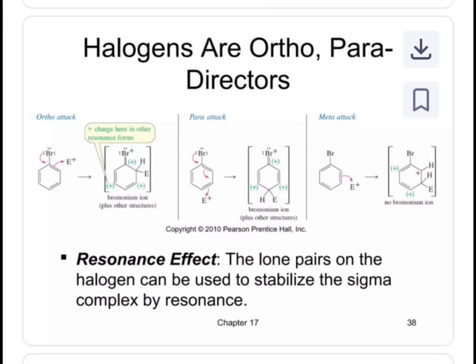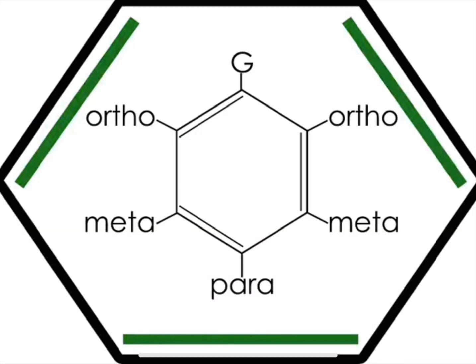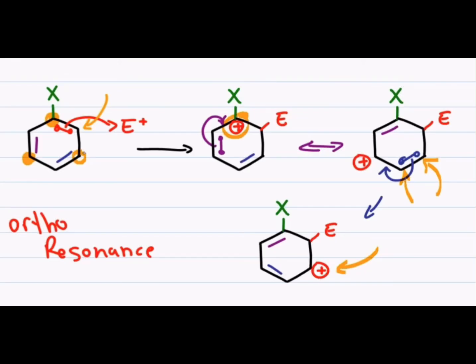Halogens are ortho-para directors. Resonance effect. The lone pairs on the halogen can be used to stabilize the sigma complex by resonance. So, these are the ortho, meta, and para positions in a benzene ring. This is an example of ortho resonance. So, here's the trick, guys. If an electrophile is located at the ortho position, there will be a carbocation on the left and right side alternately. So, carbocation, skip, carbocation, skip. This will be applied to the ortho, meta, and para positions.